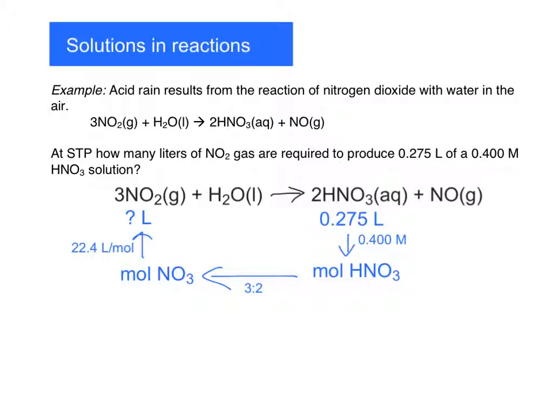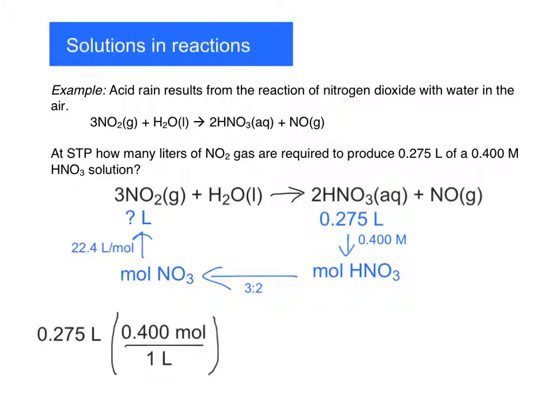So if you remember from the last chapter, at STP, which is what we are in this problem, 1 mole of gas is 22.4 liters of gas. Okay, so now we have our plan. We have all the numbers we need, so we just need to set up our problem. So we have 0.275 liters times 0.4 moles in 1 liter, because that's our concentration of our nitric acid solution.